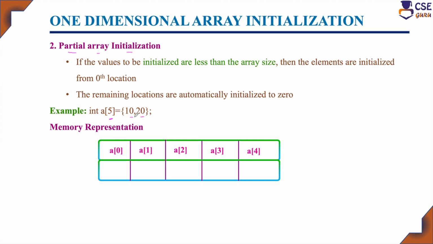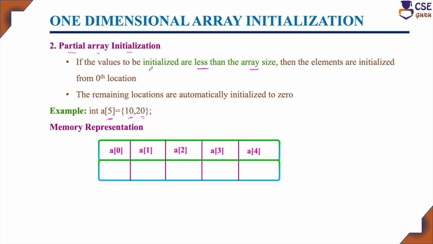But here whatever the array size you have specified, total array locations, you are not going to initialize the value. Whatever it is required, only partial array you are going to initialize. If the values to be initialized are less than the array size, which is 5, here we have initialized only 2 values.